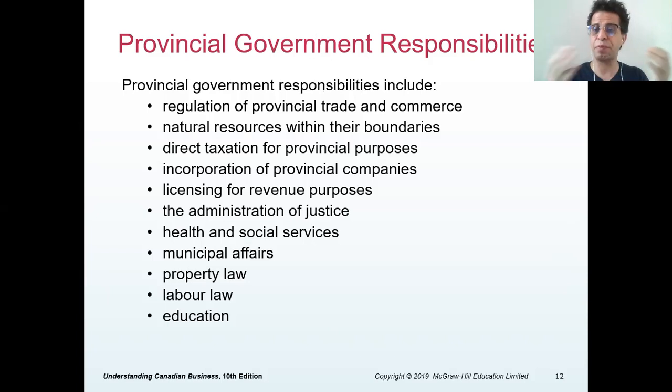Municipal affairs, property law, labor law, and education. Each province has its own responsibility to run its own education. So if you graduated high school in the old days in Ontario, it was usually 13 years. When you went to Manitoba, they didn't accept it as 12 years, not even 11 years, unfortunately. That was because each one had its own regulation. Now, I think it's all similar when it comes to high school and under.